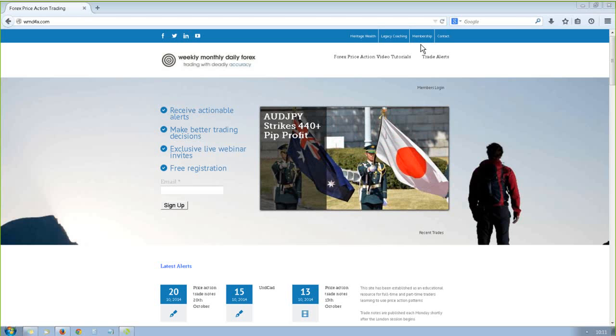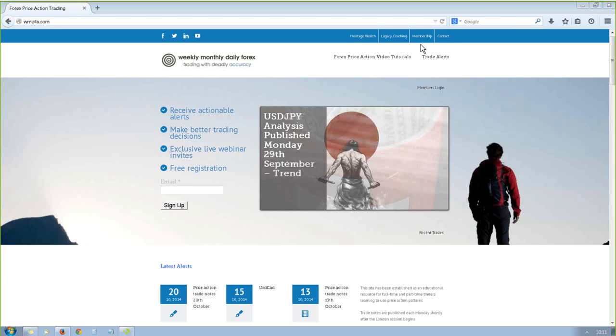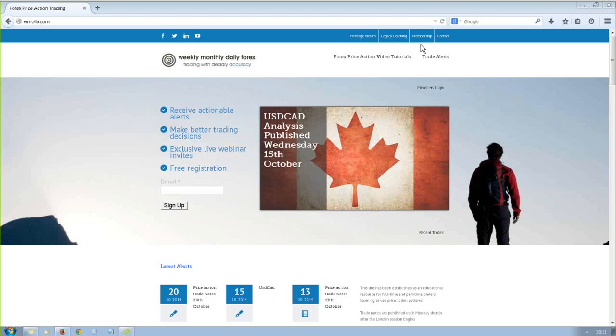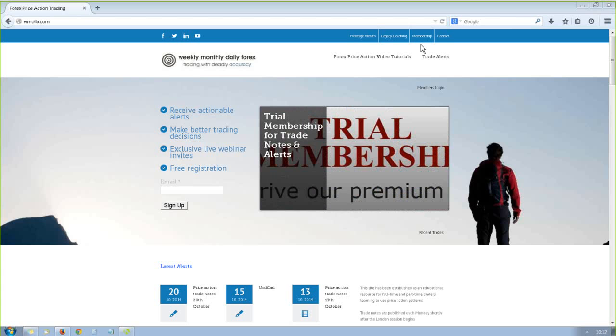It is Wednesday, the 20th of October, 2014. It's going past 10 past 10 here in the UK local time. Before we look at the charts, a quick glance at the economic calendar. Not a lot happening today, but it does pick up as the week progresses.